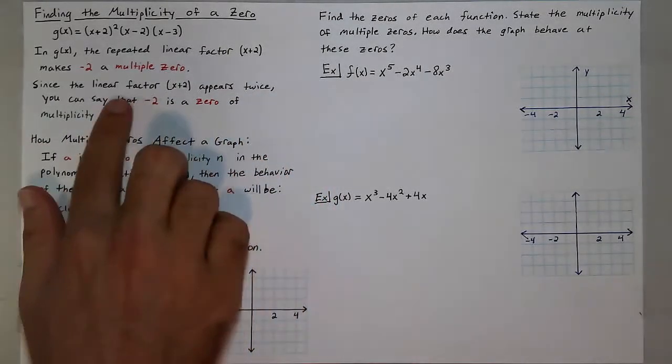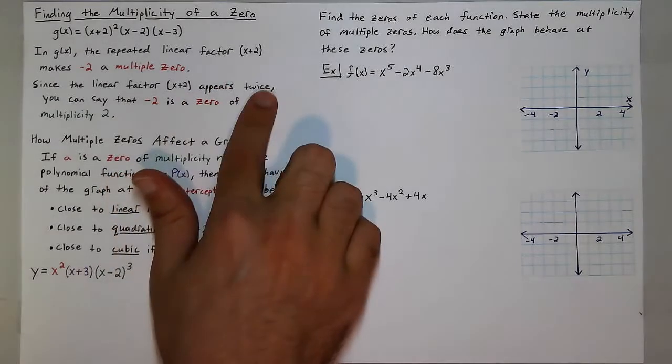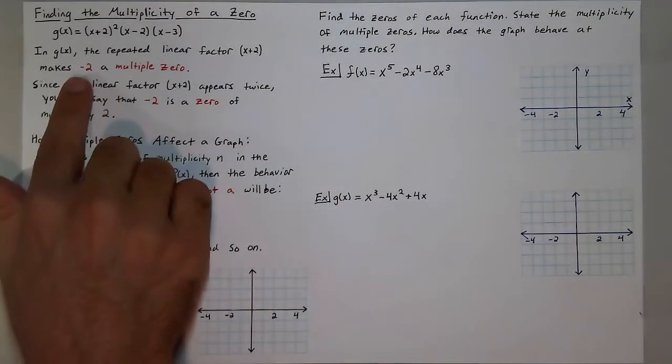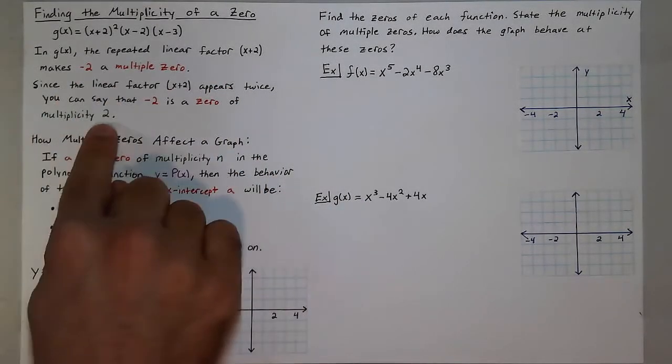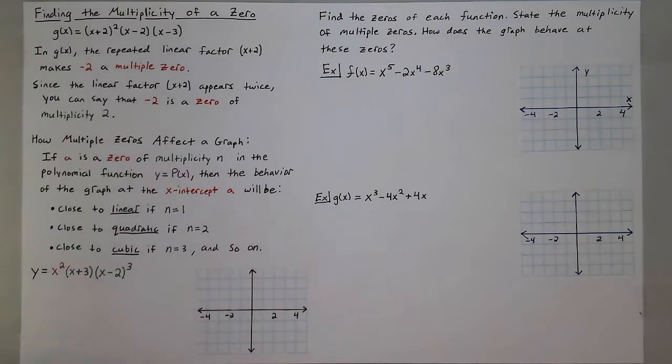Since the linear factor x plus 2 appears twice, we can say that negative 2 is a zero of multiplicity 2. And that's what defines the multiplicity for us: how many times that particular zero shows up in the polynomial function.